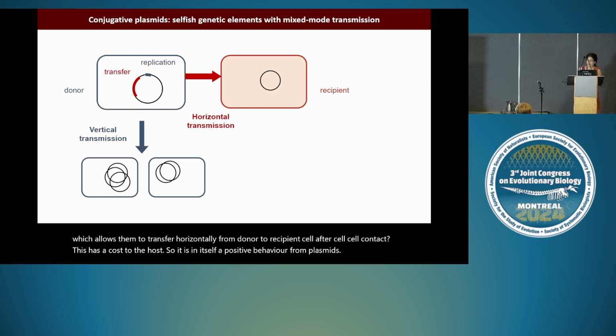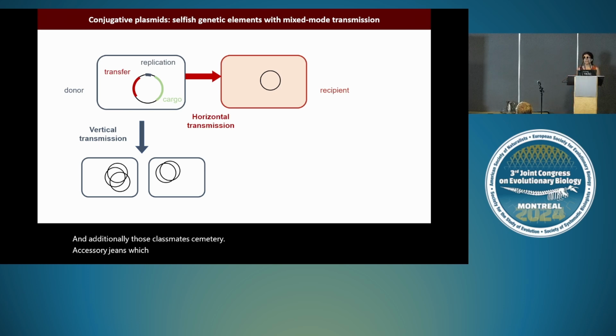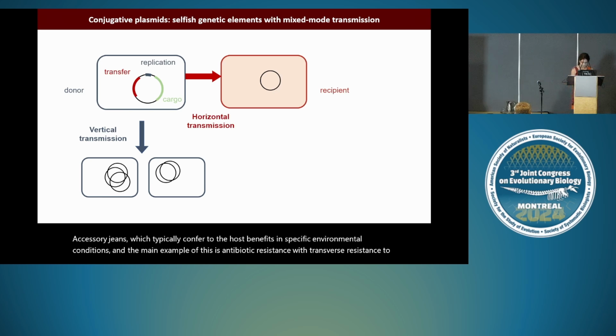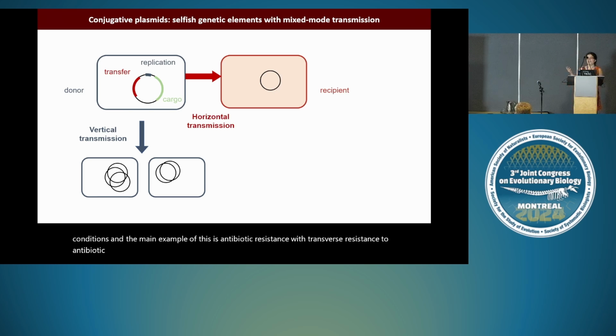And additionally, those plasmids can carry cargo genes or accessory genes, which typically confer to the host benefits in specific environmental conditions. The main example of this is antibiotic resistance, which confers resistance to antibiotic treatment. And so this makes plasmids mutualists in specific environmental conditions.